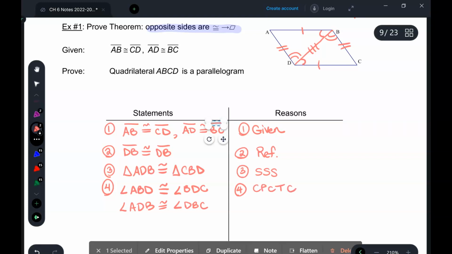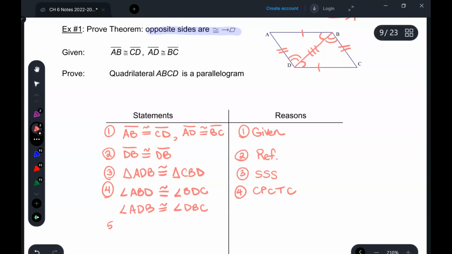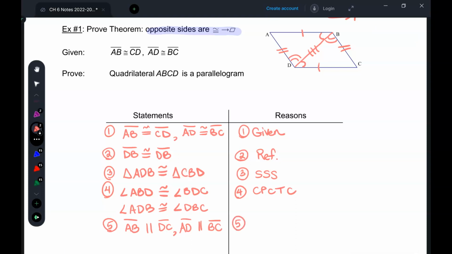Okay, they are alternate interior angles, right? And what happens when alternate interior angles are congruent? What's that tell us about the lines? They have to be parallel. So I can actually say AB is parallel to DC, and I can say AD is parallel to BC. We need a reason. Converse of alternate interior angles.